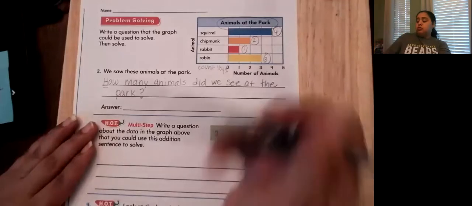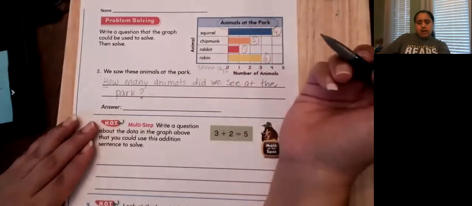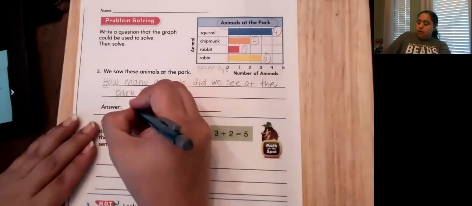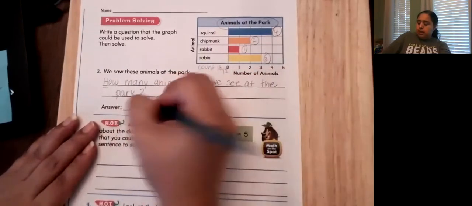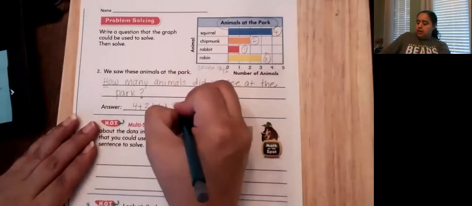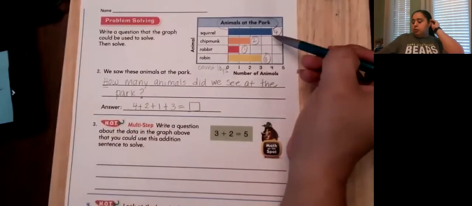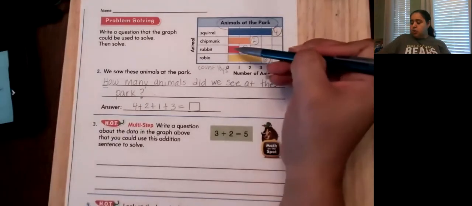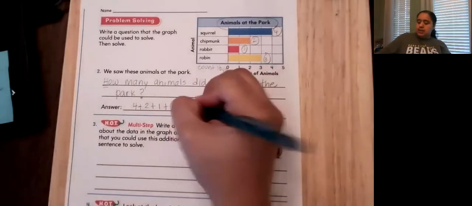So in order for us to find the answer to how many animals, we have to add all of these together because those are all animals we saw. So we would say 4 squirrels plus 2 chipmunks plus 1 rabbit plus 3 gives me my answer to my question. Okay, so that would be 4 plus 2, 4, 5, 6, plus 1, 7, plus 3, 8, 9, 10. So the answer is 10.